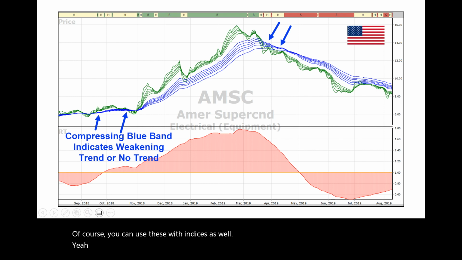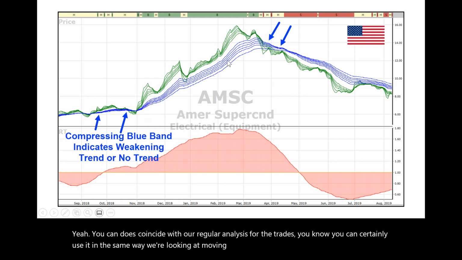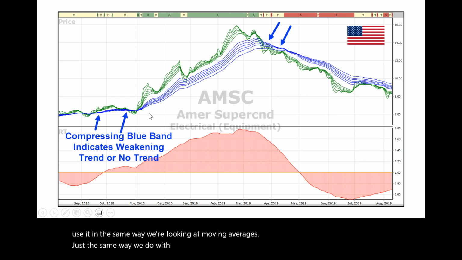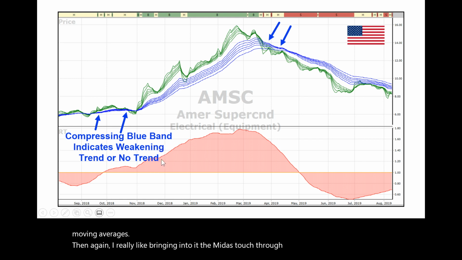Yeah, you could. It does coincide with our regular analysis for the trades. You can certainly use it in the same way. We're looking at moving averages, just the same way we do with our default layout, Kamel. It's just a different setup for those moving averages. And then again, I really like bringing into it the Midas touch through the 40 moving average of RT.